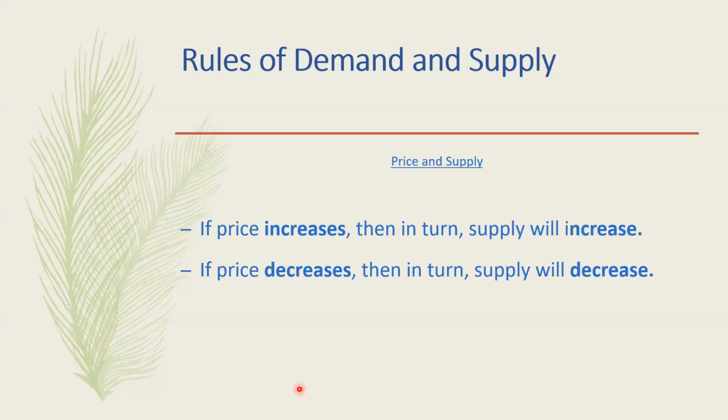Let's look at what would happen with price and supply. If price increases, supply will increase because of the profit motive of suppliers. Price keeps increasing, suppliers may end up supplying more goods and services. All right. But if price decreases, suppliers may decrease their production. And we will understand these few rules of demand and supply a lot better using a diagram.